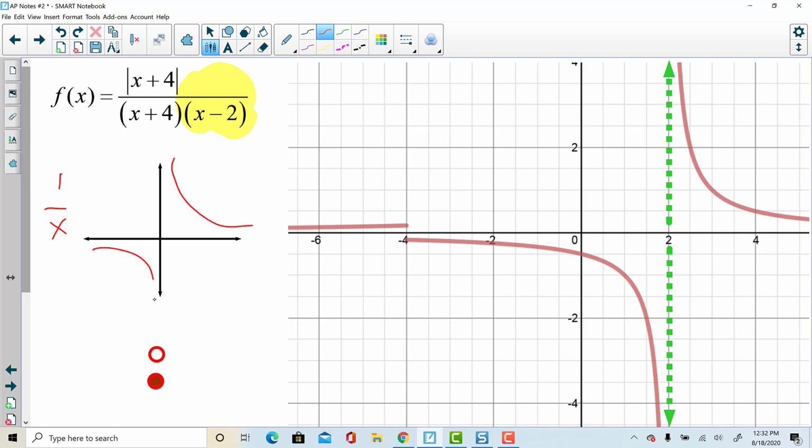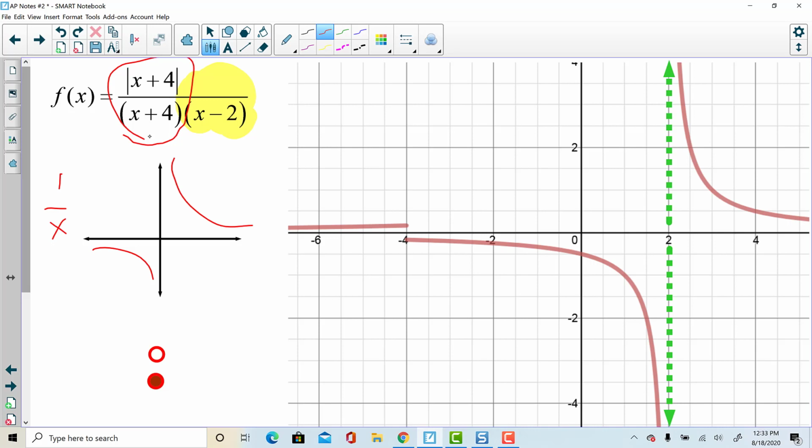So all we're doing is because of the x minus 2, we're going to go right 2. So we're basically just shifting it right 2. Now we have to take a look at this. We want to find out what's happening to the left and to the right of negative 4. We know if we plug in negative 4, you get 0 over 0, which is undefined. So when x is negative 4, it's just going to be an open circle. The function will not be defined.